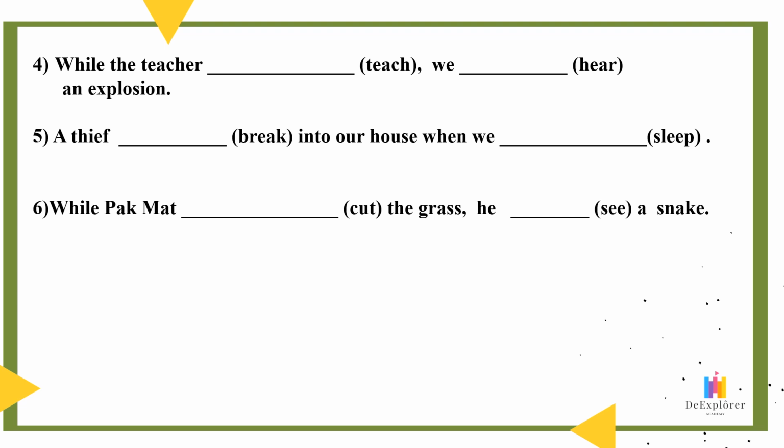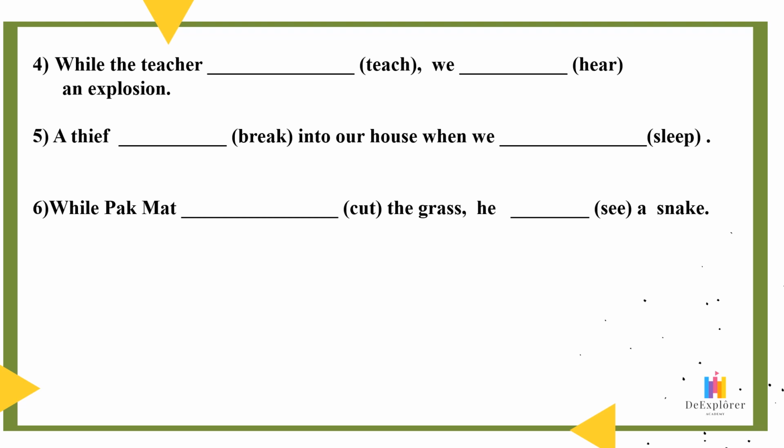Number 6. While Park Mat cut the grass, he saw a snake. So what is the action going on? 正在做什么？然后就看到一条蛇，它正在剪草，对吗？突然间看到一条蛇。So this is very simple. 正在剪草 was were ing. 突然间发生 past tense.